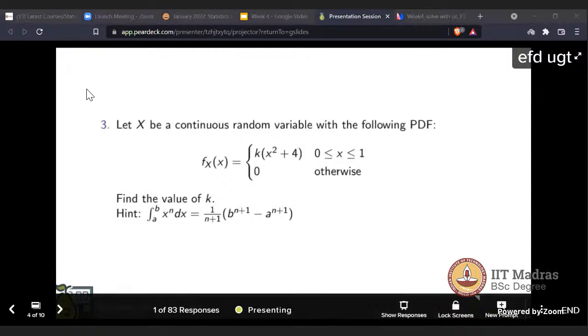Okay, so here your x is a continuous random variable. Now the PDF is given to you. The PDF is defined as k x square plus 4, where x lies between 0 and 1. Now you have to find the value of k. You may need this integration formula, so I have put it here. You can write your responses.